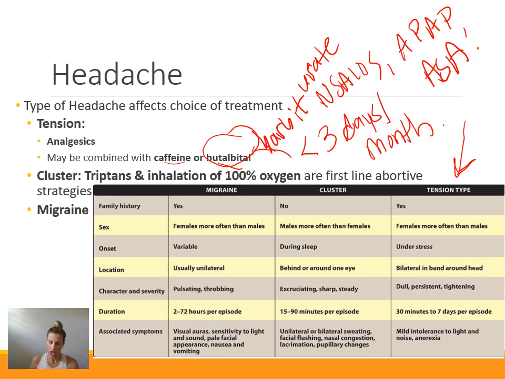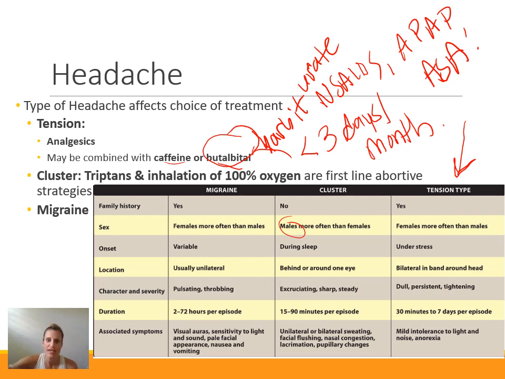Cluster headaches are kind of odd in that their characteristics are different from your typical migraine headache. One of the major differences is that cluster headaches are more common in males. Most other types of headaches are much more common in females. Migraines, for example, are 3 times more common in females than males. So cluster headaches are the headaches that are more common in men.